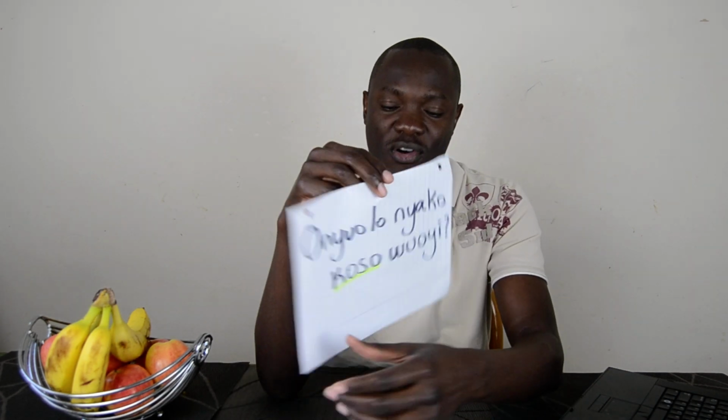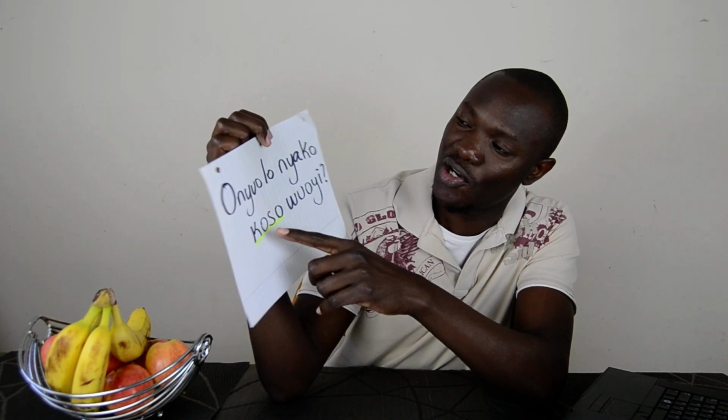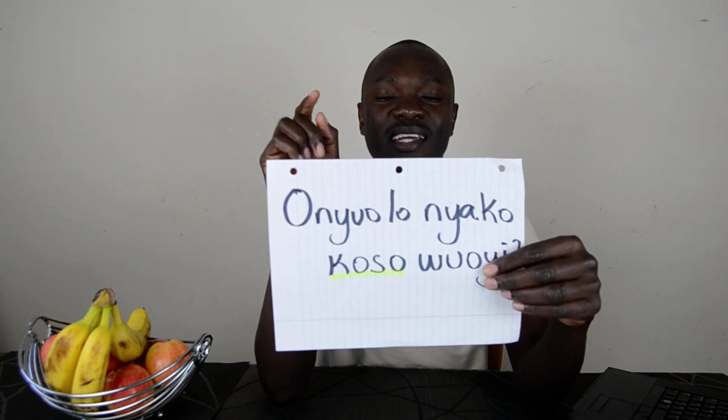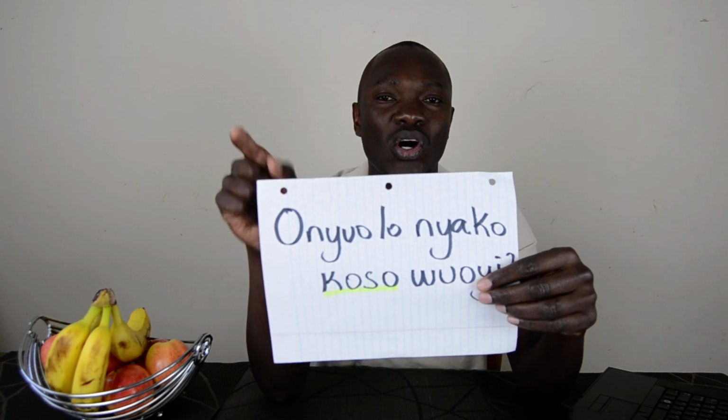There is one more example, onyuolo nyako koso wuoyi. Oh, this is a nice one. Onyuolo nyako koso wuoyi. Did she give birth to a boy or a girl?